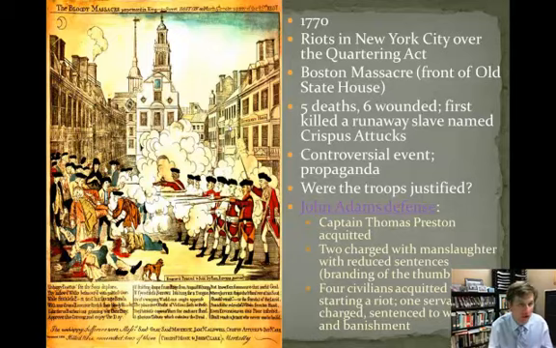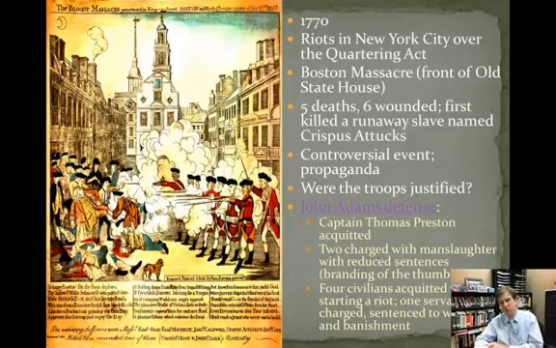Now, John Adams actually was the lead defense attorney for the soldiers, and he had Captain Thomas Preston acquitted. Two people eventually were charged with manslaughter with reduced sentences, which was branding of the thumb, and 4 civilians were acquitted of starting a riot. One servant was charged, sentenced to whipping and banishment. So this is a very controversial event, and John Adams was well aware that if he defended these soldiers, that could harm his reputation, and it did for a time.